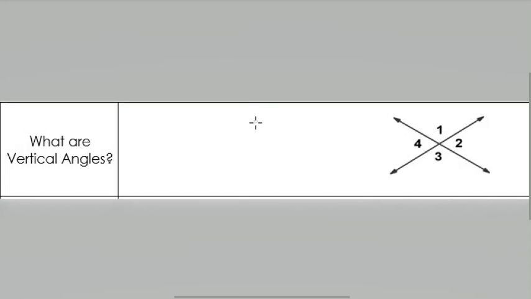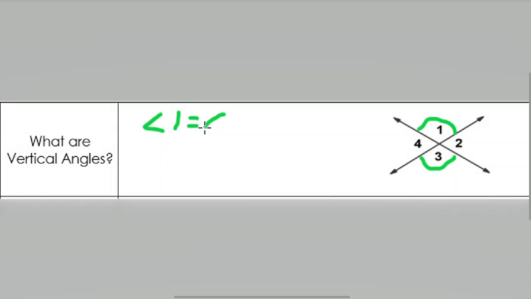Okay, today we're going to learn about vertical angles and supplementary angles. So first, let's do vertical angles. Vertical angles are angles that are across from each other. So angle 1 and angle 3 are vertical angles.